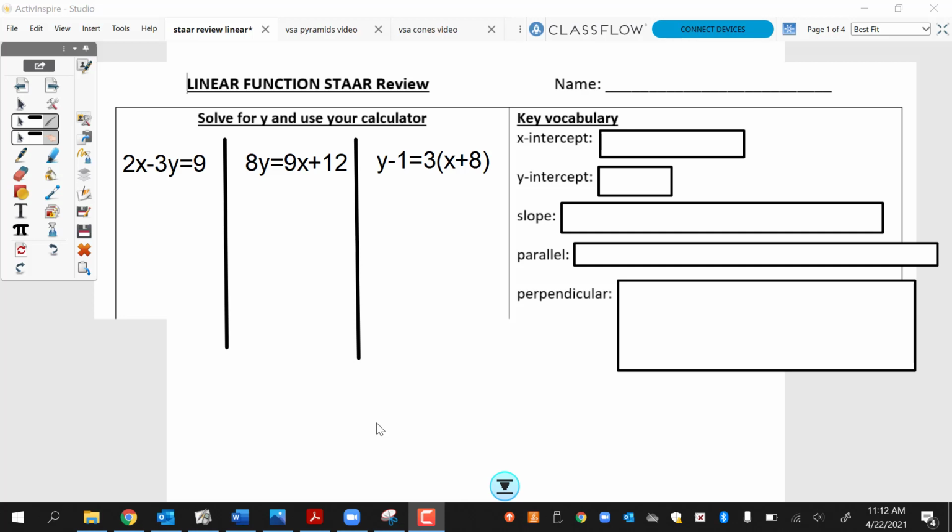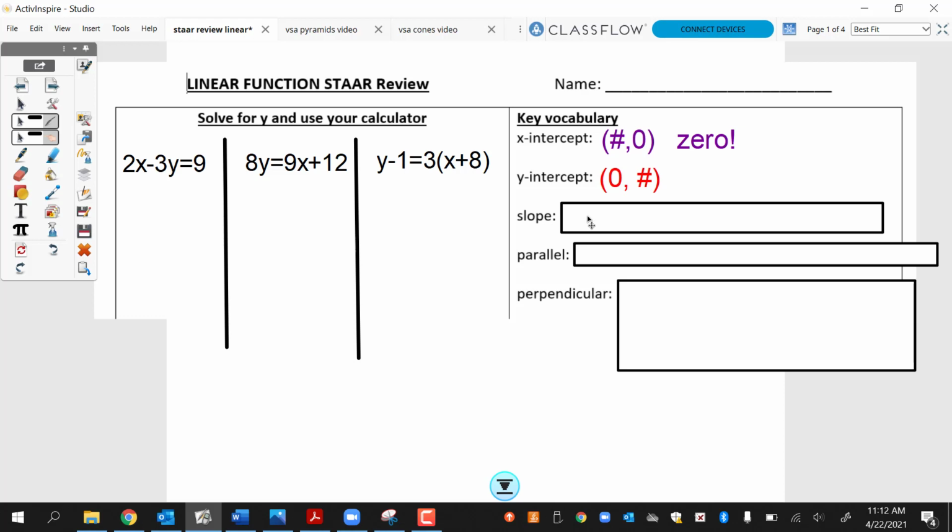Okay, so today we are reviewing everything about linear functions, since on Wednesday and Thursday we did slope. First of all, we're going to talk about our key vocabulary. We know the x-intercept is where it crosses the x-axis, and it's written as number, comma, 0. Another word for the x-intercept is the zero. The y-intercept is where it crosses the y-axis. We write it as 0, comma, number.